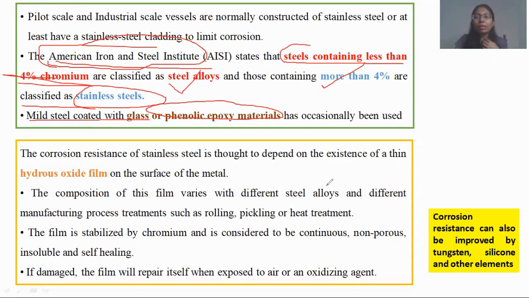Now, why is stainless steel corrosion protective? Why, even if you wash your plate at your house with water, does it not corrode? Because stainless steel has a thin hydrous oxide film on its surface which protects it. The film has a self-repair ability. If you want to increase the corrosion resistance further, you can add tungsten, silicon, and other elements.